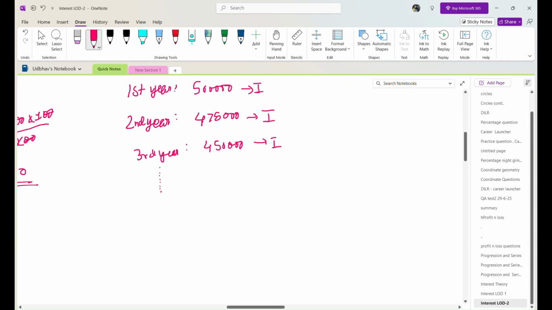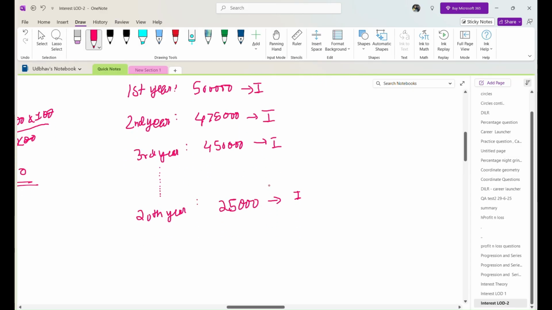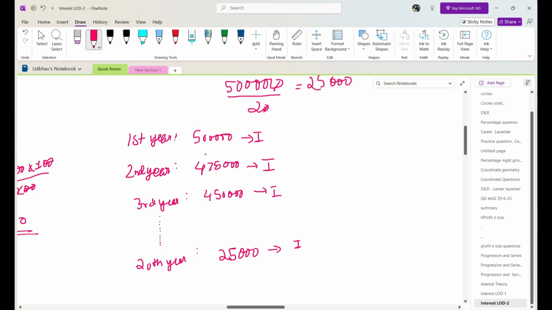But as time passes, as it comes down to the 20th year, he'll be left with only 25,000 to repay. So here the interest will be very small, because the interest on 5 lakh will be a very big amount, and the interest on 25,000 will be comparably smaller, right? So our principal is not constant. The interest in the first year will be calculated on the principal of 5 lakh. Second year principal will be 4 lakh 75,000. Third year principal will be this, and 20th year principal will be this.